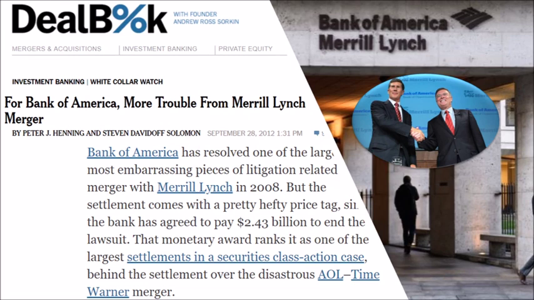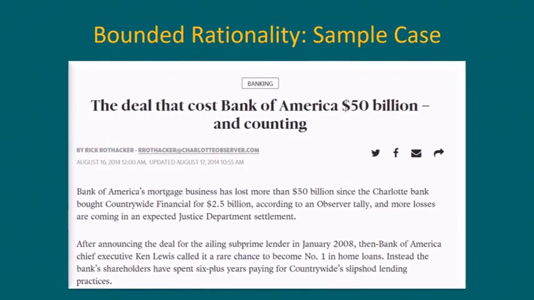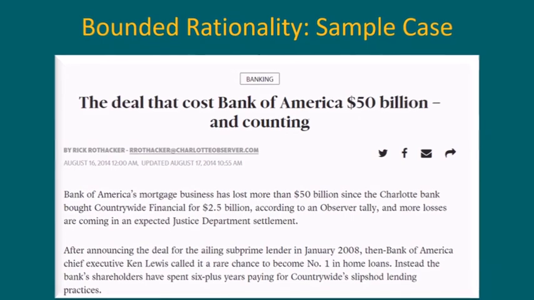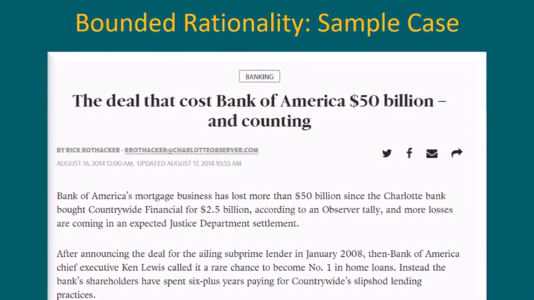A sample case would be how Bank of America's executives decided to buy Merrill Lynch based on their biased decision-making and an overly optimistic perception that was far from reality. Well, this deal turned out to be an epic merger disaster, costing Bank of America $50 billion and counting.